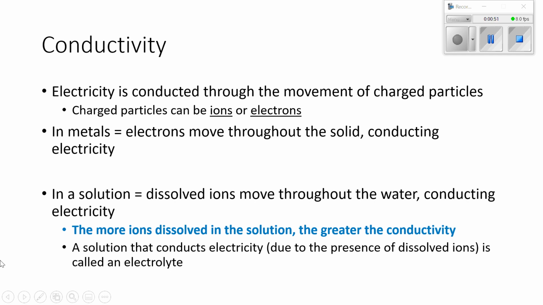In a solution, what allows some solutions to conduct electricity is dissolved ions. So if a substance, when dissolved in water, creates ions, remember, ions are charged particles. Those ions, when they're in the water, they move around freely. That allows that solution to conduct electricity. We'll also notice that the more ions that are dissolved, the greater the conductivity. So the more it conducts, the more dissolved ions there are in a solution. And a vocab term here for you, a solution that conducts electricity is called an electrolyte.